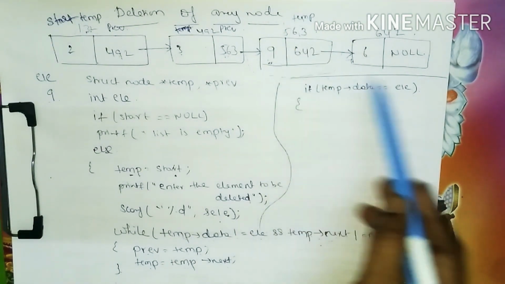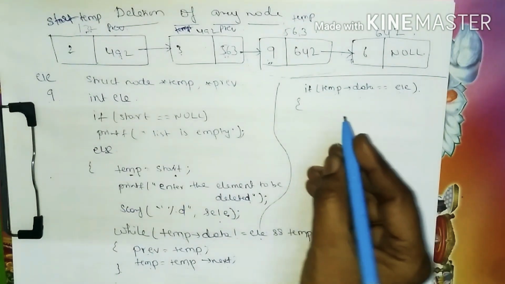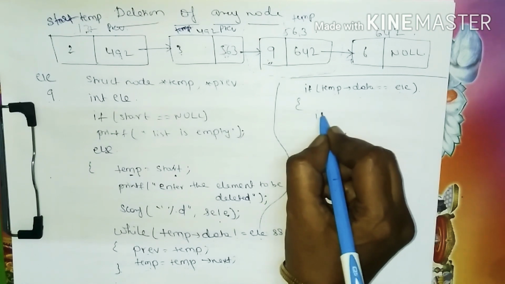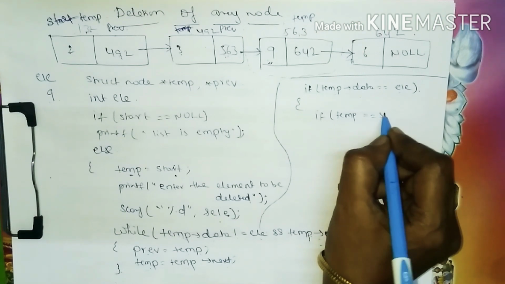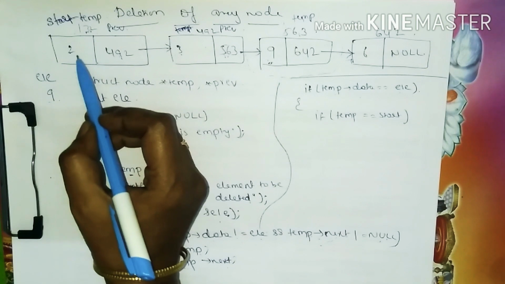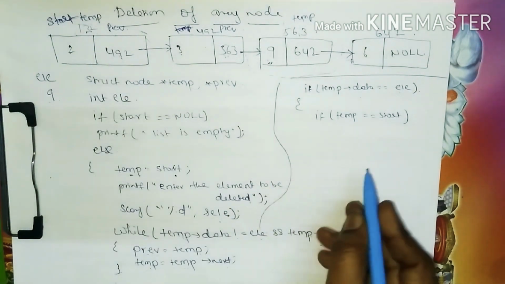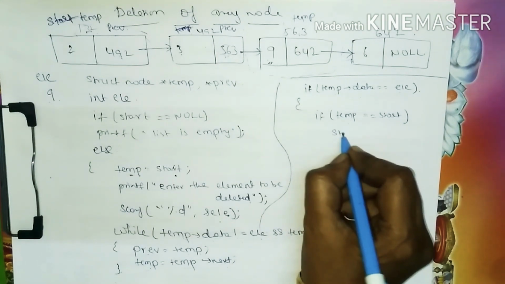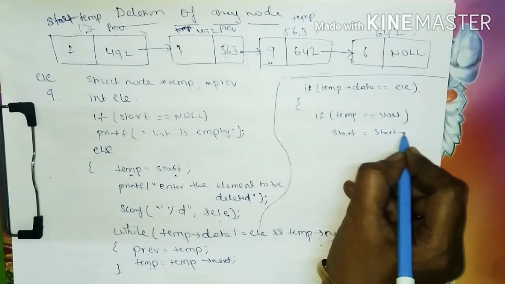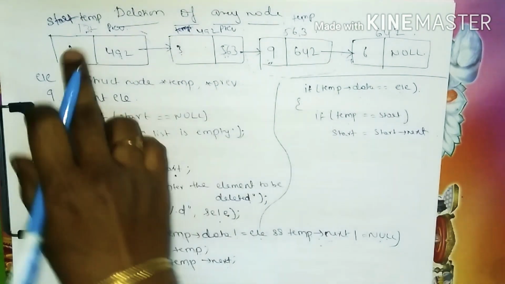Now temp data is 9 and ele is 9. 9 is equal to 9. So what we need to do, if temp data is equal to ele, again I am checking if temp is equal to start. That is, if I say I want to delete 2. If I want to delete 2, this will become temp. Next I will lose the start address also. So what we need to do, we have to move the start address if temp is equal to start. So I say start is equal to start next. This is the case when I want to delete 2.